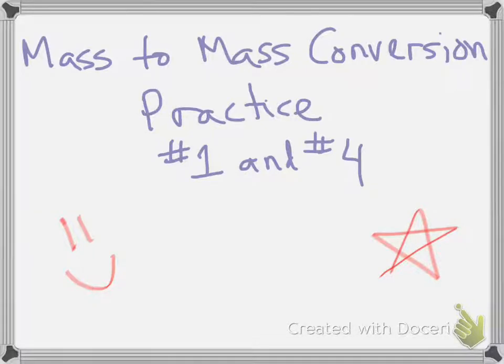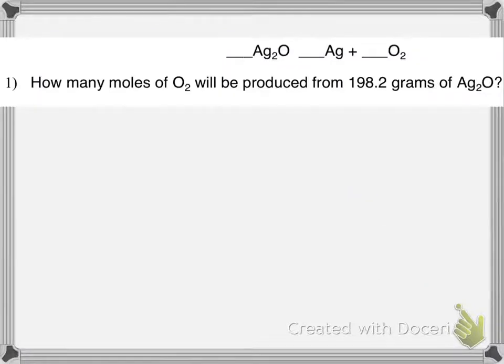In this video, I'm going to do some mass-to-mass conversion practice when given a balanced equation. So we're continuing on our stoichiometry journey, and I will be doing numbers 1 and number 4 from the mass-to-mass conversion practice worksheet. So number 1 says how many moles of oxygen will be produced from 198.2 grams of silver oxide.